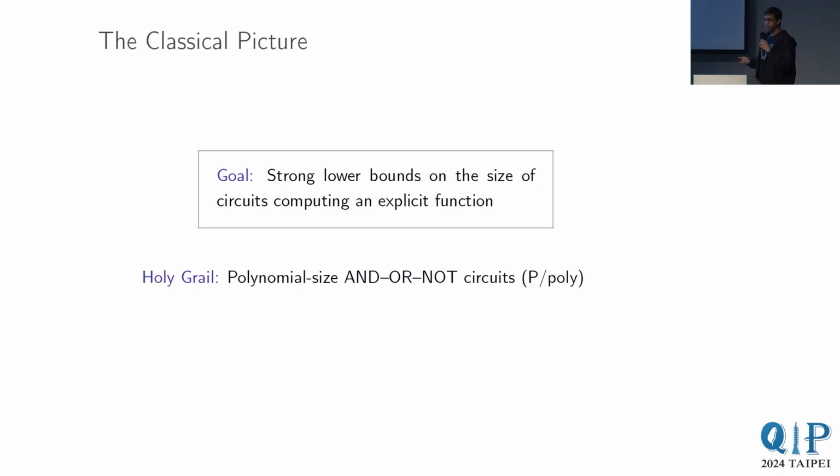The holy grail of classical circuit complexity is to prove lower bounds for polynomial size AND, OR, NOT circuits, or P/poly. But we've failed spectacularly at this, or there's not been much progress on this problem. And so we turn our attention to restricted subclasses of the circuit complexity class, right? And we've had a lot of success over here. We have a really good understanding of certain subclasses of P/poly.